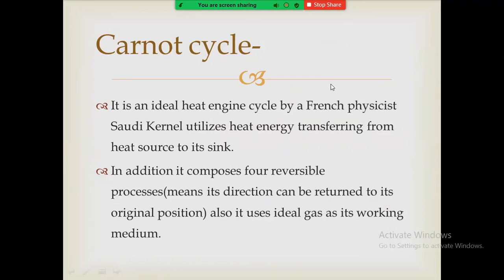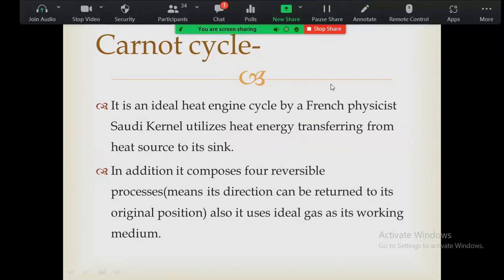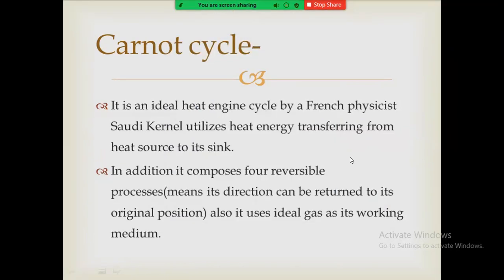Okay, so the next point is the Carnot cycle. The Carnot cycle is an ideal cycle. That means it is an ideal or theoretical explanation by a French physicist, Sadi Carnot. This is the full name of that French physicist, and according to his inventions, it is found that heat energy is transferred from heat source to heat sink. There are no losses in that system, and four reversible processes are followed in the Carnot cycle.